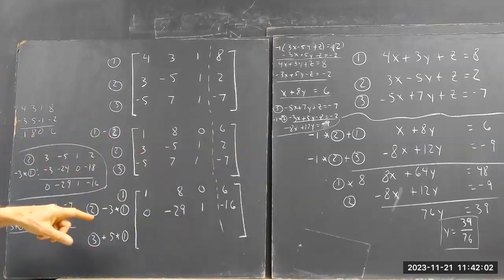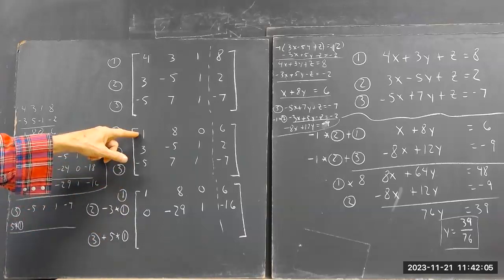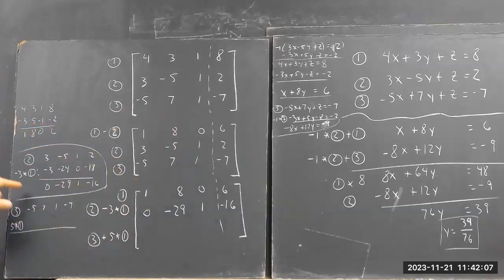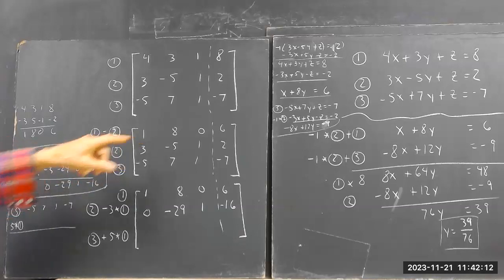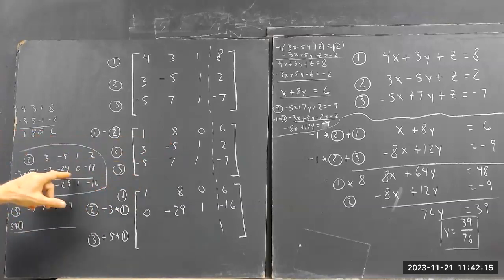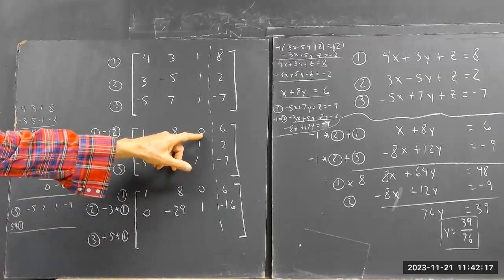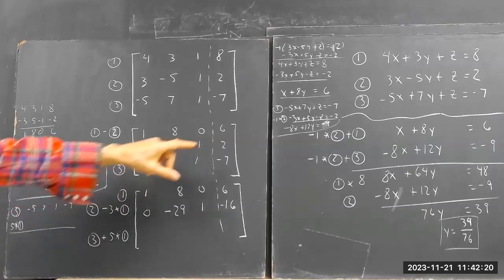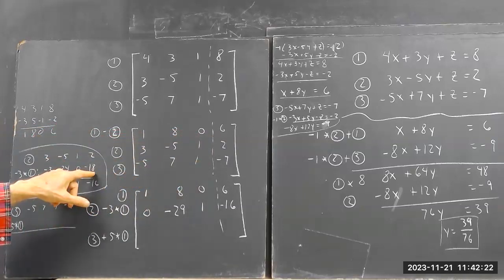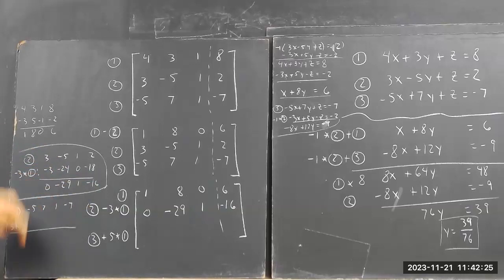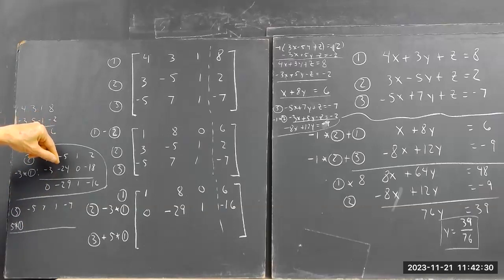Okay, and equation 1 or line 1 is here. It's 1 8 0 6, but we're going to multiply it by -3. And -3 times 1 is -3. -3 times 8 is -24. -3 times 0 is 0. -3 times 6 is -18. So here they are lined up. Now all I've got to do is add. 3 and -3 gives me 0. -5 and -24 gives me -29. 1 and 0 gives me 1. 2 and -18 gives me -16.